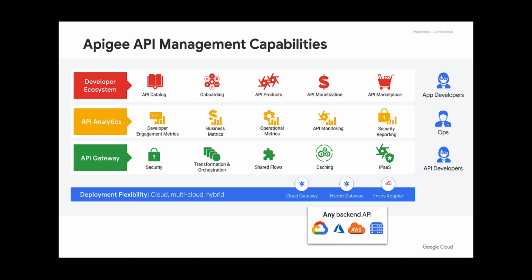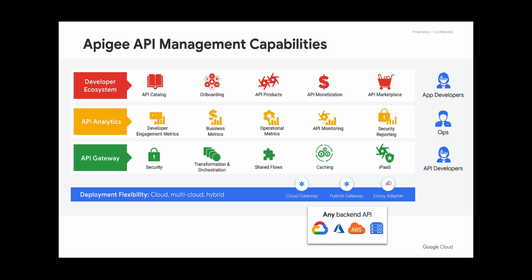We're going to be touching on a lot of these aspects in a bit more detail in today's session. On the developer side, we obviously cover API catalogs, onboarding, API products, and API monetization, which is super important to get more value out of your APIs, and also an API marketplace. And on the analytics side, we have full spectrum coverage for operational API monitoring, security monitoring, and business metrics, everything you need to understand how your APIs are functioning and how you can deliver value again to your business.